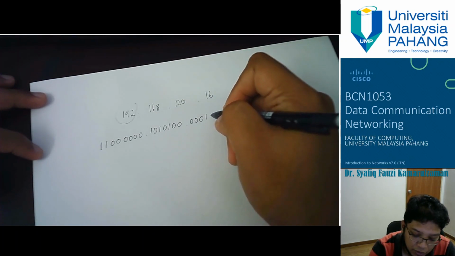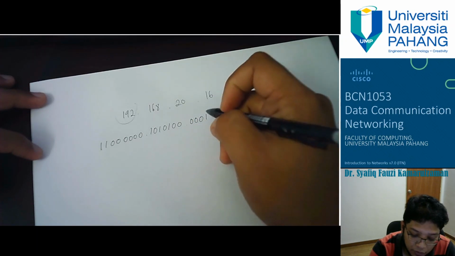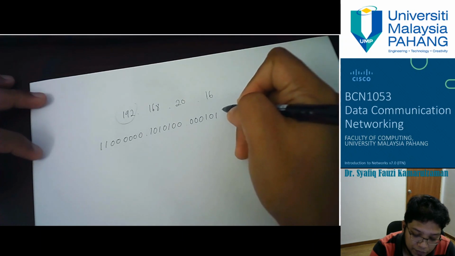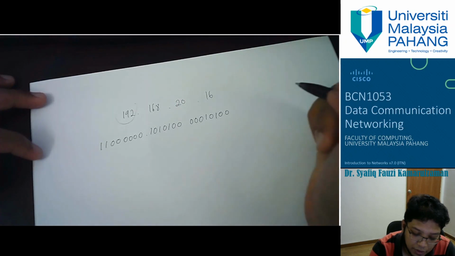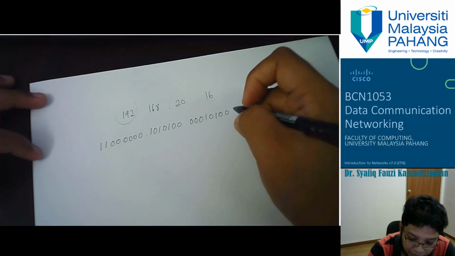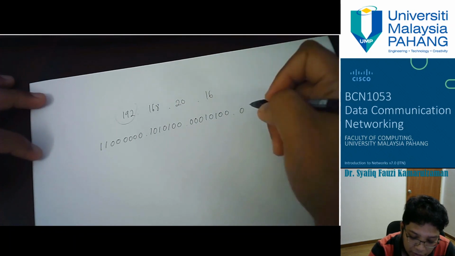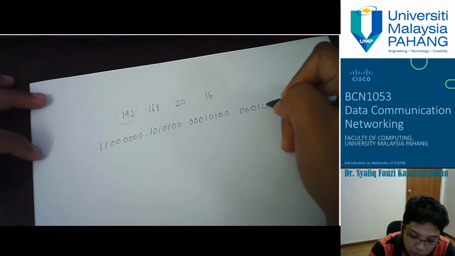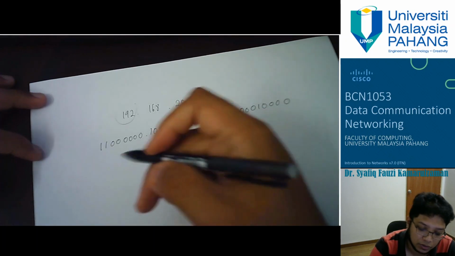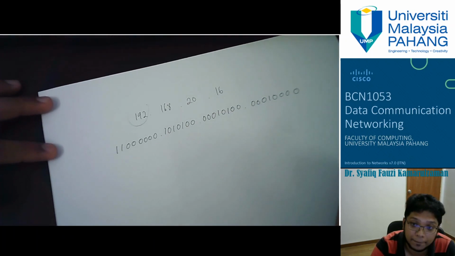Then for 8, you don't have 8 because the remainder of 20 minus 16 is 4. You don't have 8, but you have 4. Then you don't have 2 and you don't have 1. So here you got the third octet. And finally 16: you don't have 128, 64 or 32, then you have 16, and the remainder is 0, so the rest is 0. So you got the whole binary value for this address.